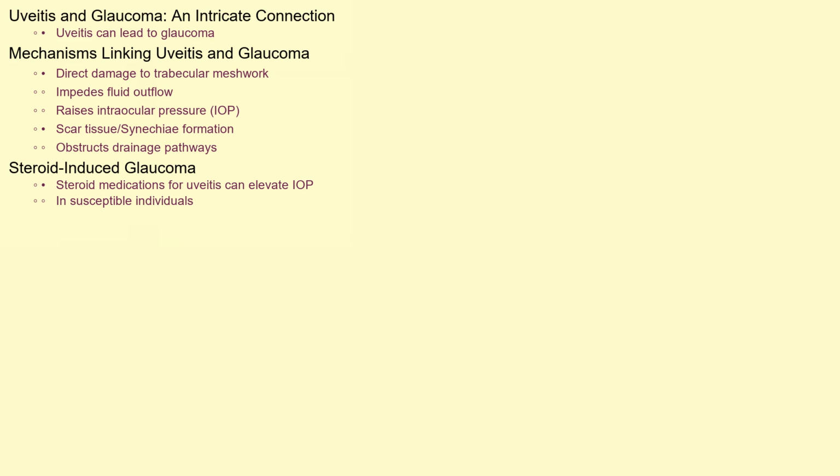Inflammation from uveitis can directly damage the trabecular meshwork, the eye's drainage system, hindering fluid outflow and raising intraocular pressure. Uveitis can also lead to the formation of scar tissue or synechiae, further obstructing drainage pathways. Additionally, steroid medications, frequently used to treat uveitis, can themselves elevate intraocular pressure in some individuals.